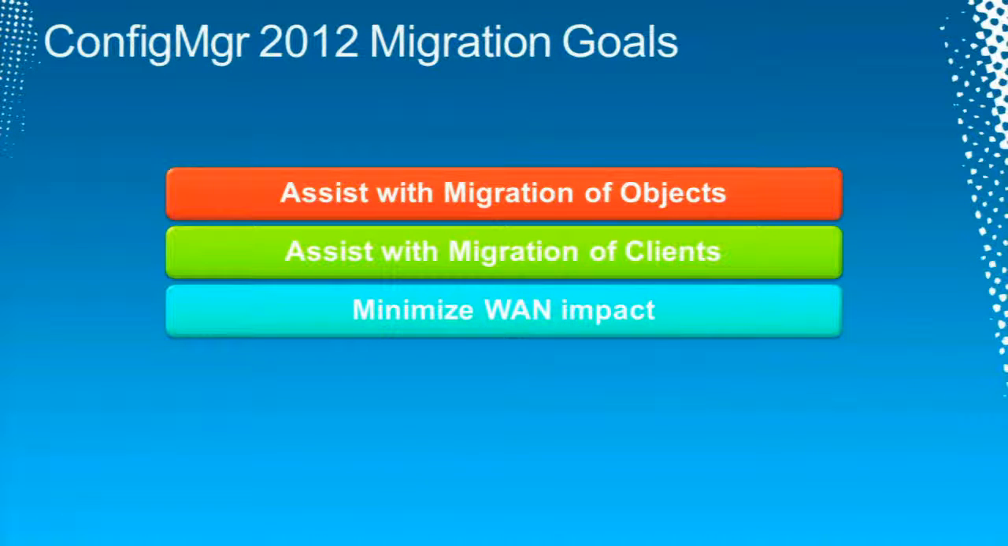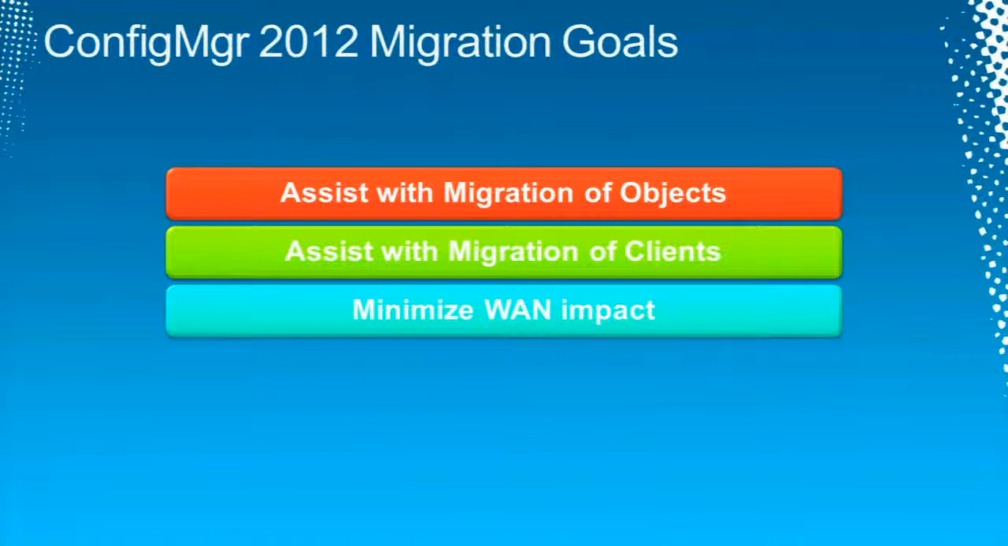Minimize your WAN impact. What that means is there's going to be a period of time where you're going to have both environments running side by side. So it's not going to be an overnight migration process for most people. Maybe some of you are smaller, you can get it done over a weekend. But most people, it's going to be months that you're working in this migration process. So you're going to still be managing your 2007 environment for a period of time.